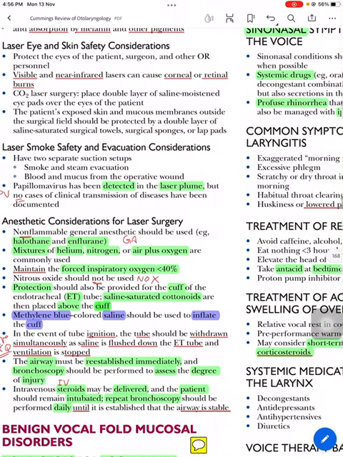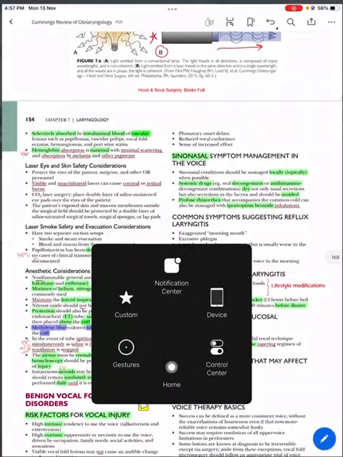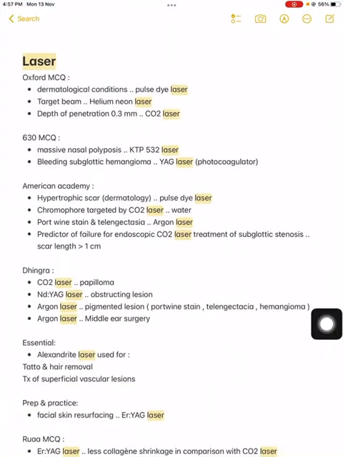It's very important and always asked and comes in MCQ. So be attentive about this. Now we come to the most important points that came about laser in different MCQ books.